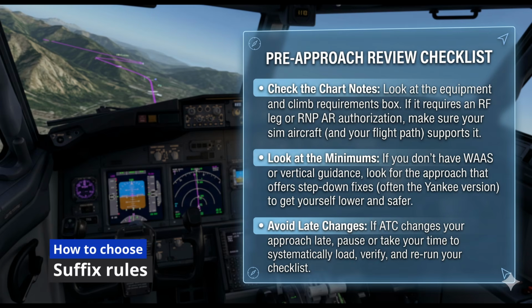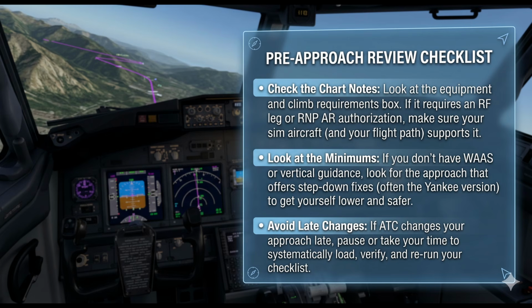So how do you apply this to your own flights in Microsoft Flight Simulator? Before you blindly select an approach page, remember the suffix rules. Check the chart notes. Look at the equipment and climb requirements box. If it requires RF or RNP AR authorization, make sure your sim aircraft and your flight path supports it. Look at the minimums. If you don't have WAAS or vertical guidance, look for the approach that offers step-down fixes, often the Yankee version, to get yourself lower and safer.